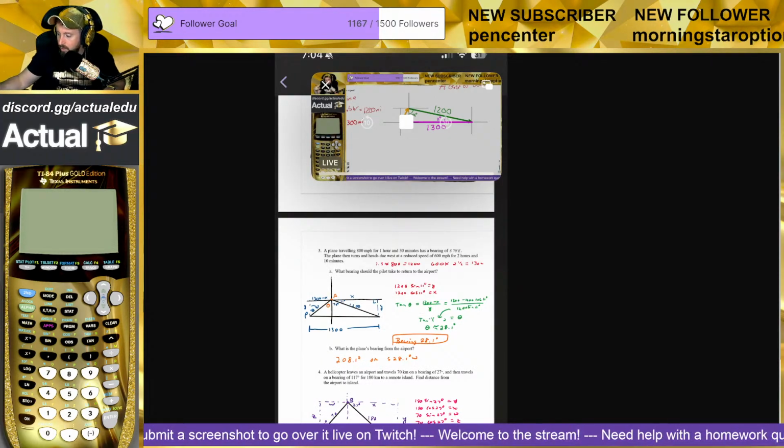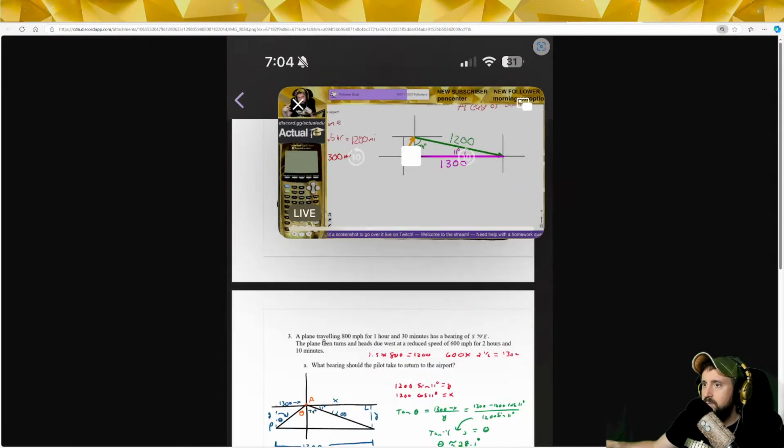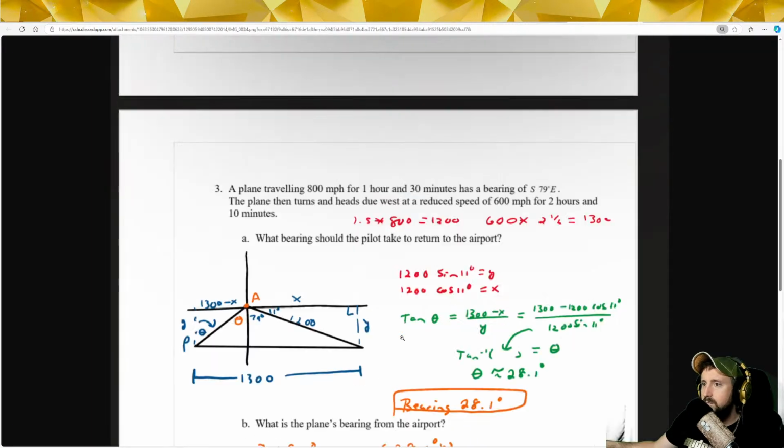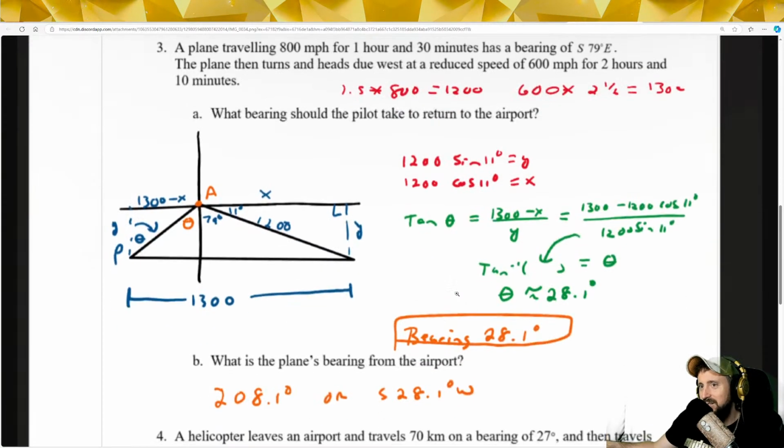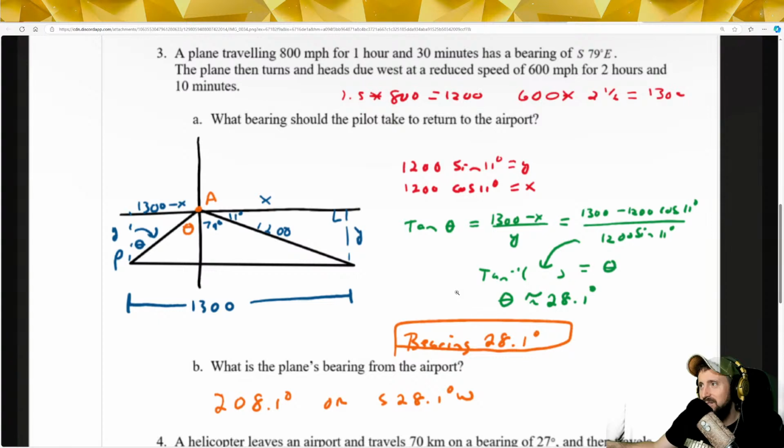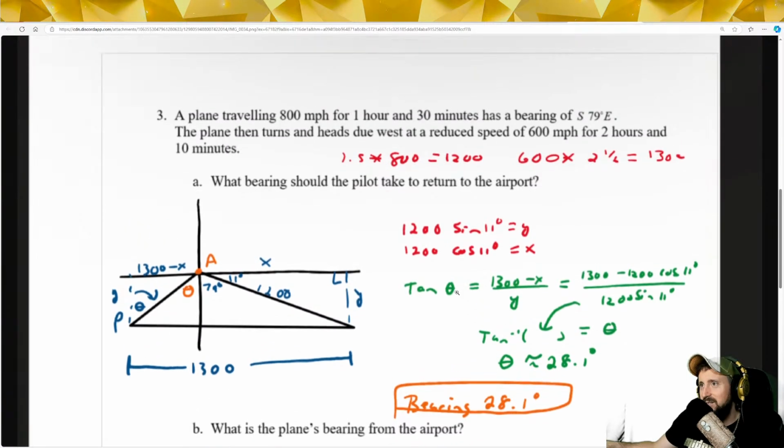All right, Jeff. Let's see what this guy's doing. Oh, brother. Why is he using tangent? Yeah, he's using vectors. He's cheating. He's using vectors, but not telling you that he's using vectors. What a bitch.